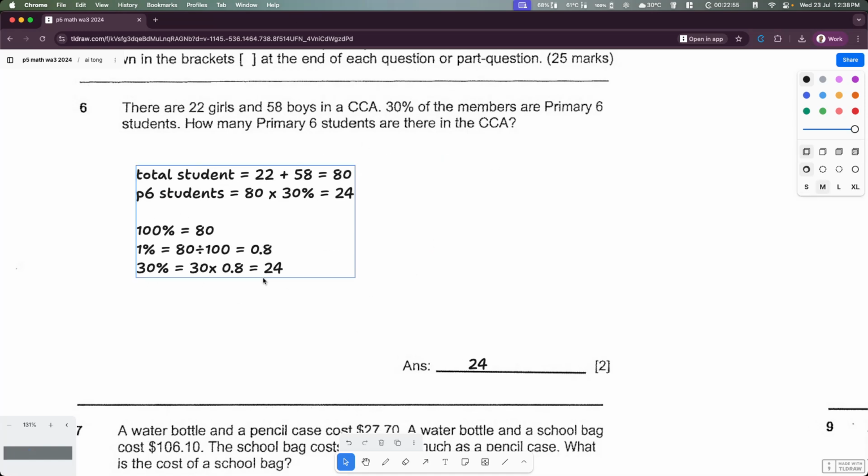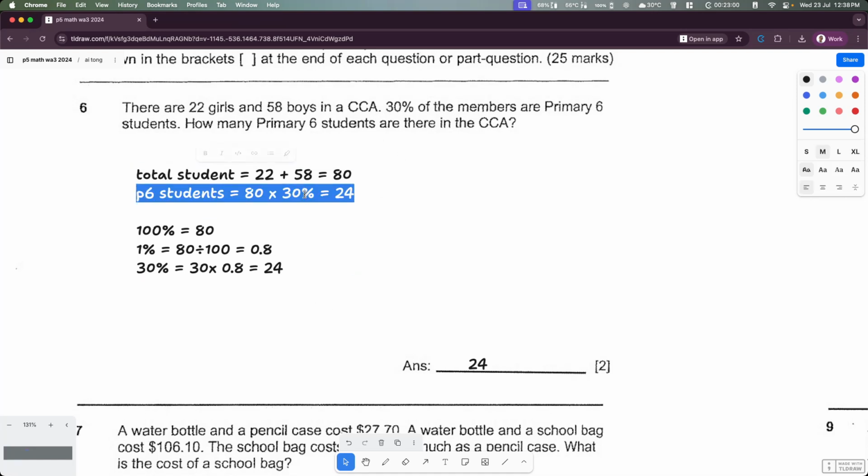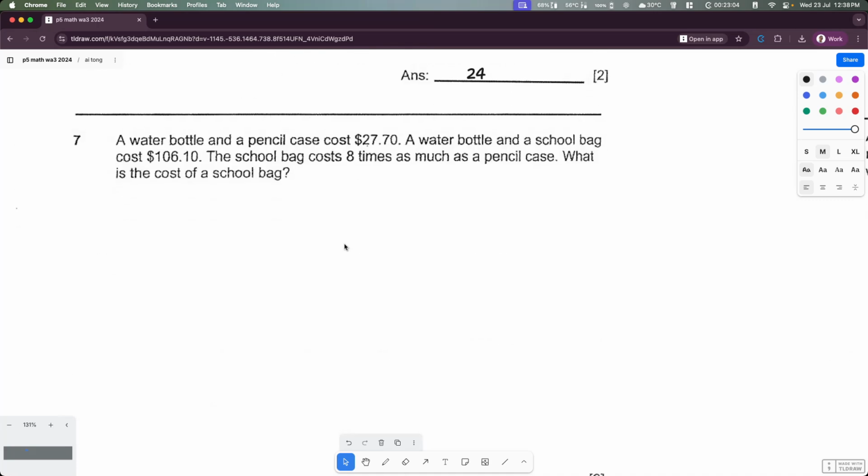Right, so in any case, both ways work. Generally, if you have a calculator, this will speed up a lot of things and it's more accurate as well. All right, let's move on to question 7.